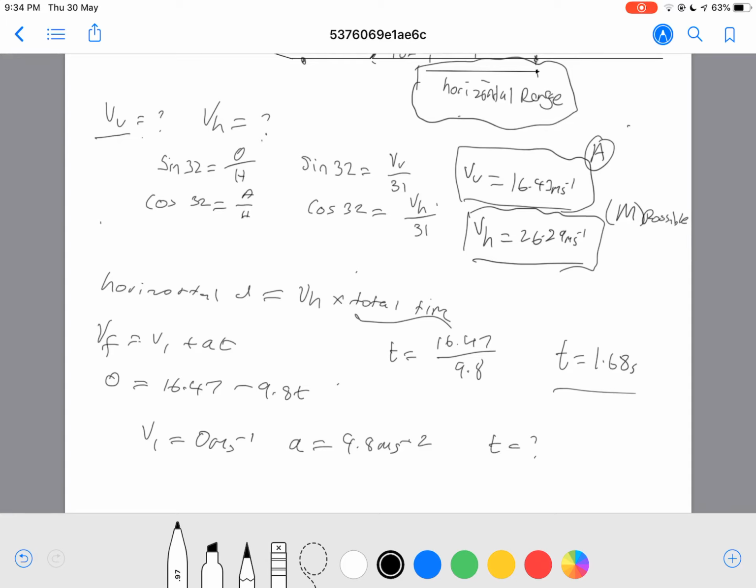We don't know t. But as you can see here, we only have 2 variables, but we need 3. We need to have 3 out of 4 in order to find our missing variable. So right now, it's impossible, okay? We don't have enough information to go off.